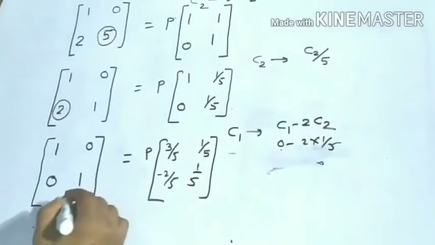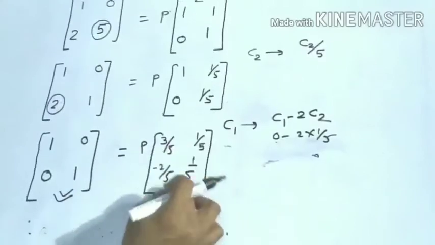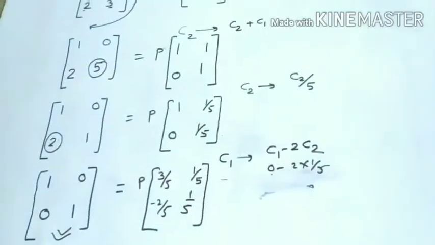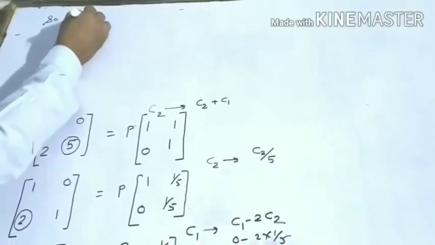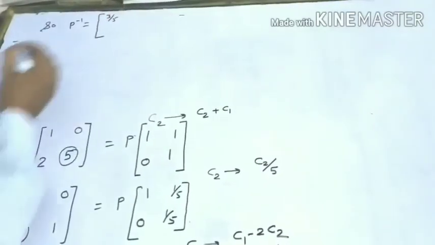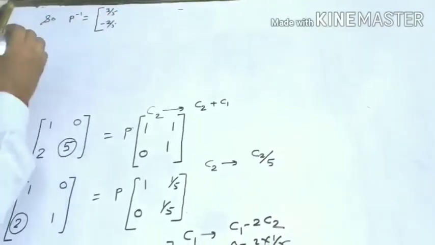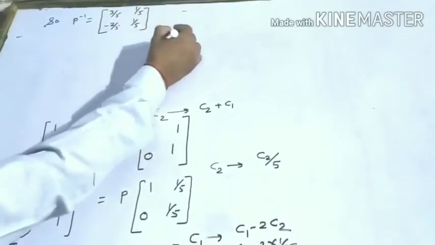Now on this side you have to see this is converted into the form of the identity matrix. So the inverse of P is this. P inverse is equal to 3 by 5, minus 2 by 5, then 1 by 5, and then 1 by 5. Now we are going to start problem number 2.